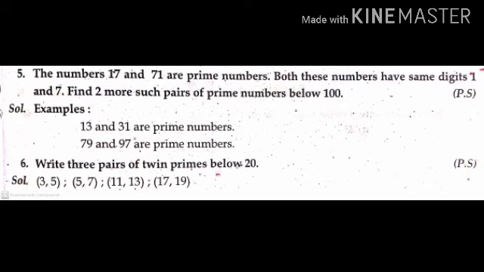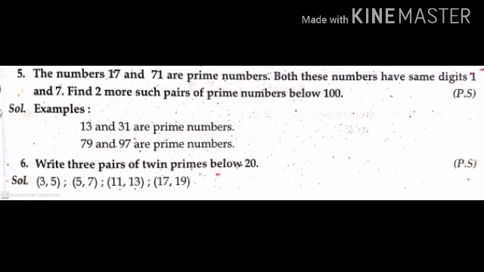Next, fifth question. The numbers 17 and 71 are prime numbers. Both these numbers have the same digits 1 and 7. Find two more such pairs of prime numbers below 100. Solution. 13 and 31 are prime numbers. One more pair. 79 and 97 are prime numbers.